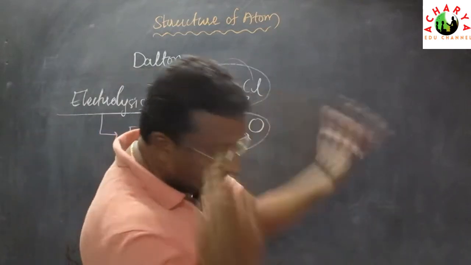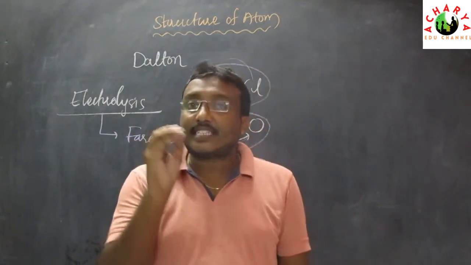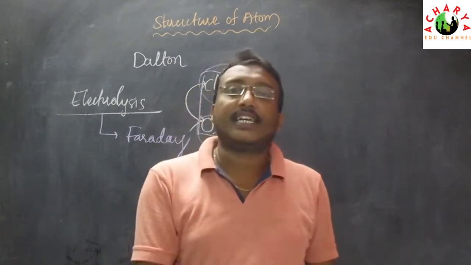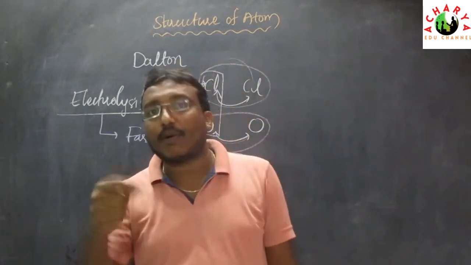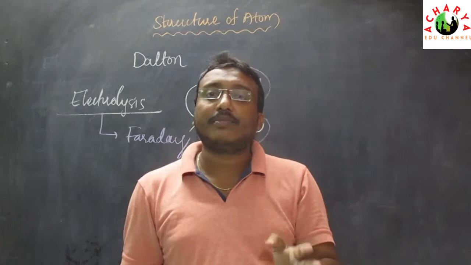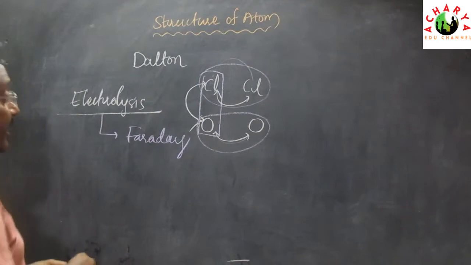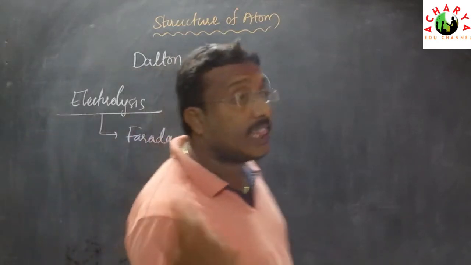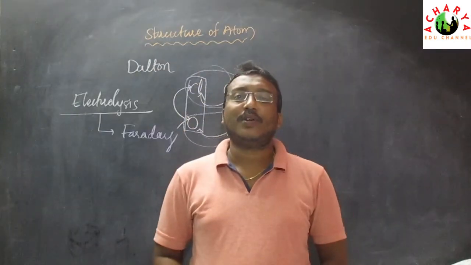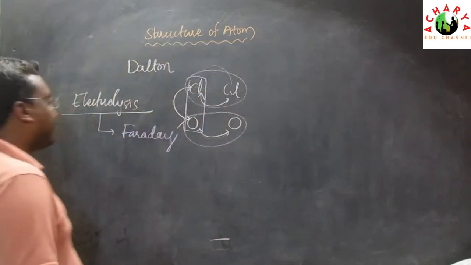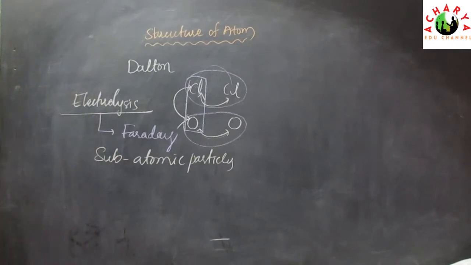So all these questions lead to an idea. Something must be present in an atom, and those particles are responsible for the atoms sometimes behaving as electrically charged. So these particles should be smaller than the atoms. Finally, this gave scope to the subatomic particles. What are subatomic particles?